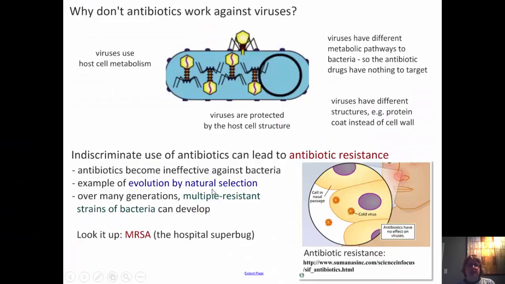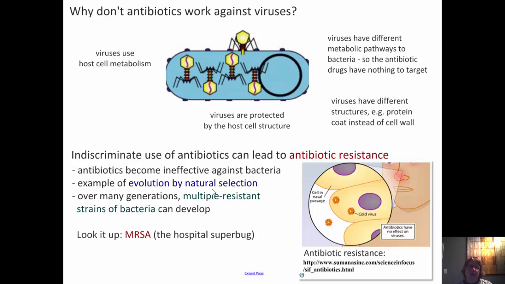So again, why don't antibiotics work against viruses? First of all, viruses are not hosts. They use host cell metabolism. So they inject their genetic pieces into a host cell, and then the viruses are protected by the host cell. So you can still kill the host cell, but those viruses are still in your body. Because viruses have different metabolic pathways than bacteria, the antibiotics are not going to work on them because they have different structures.